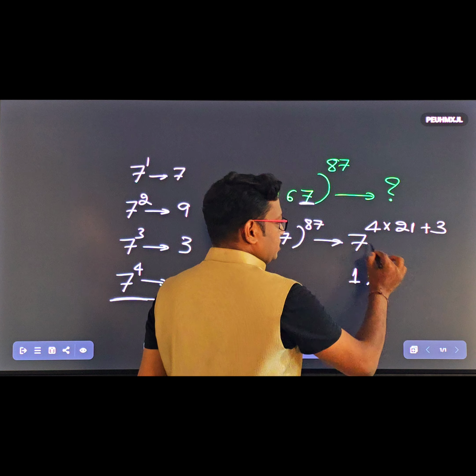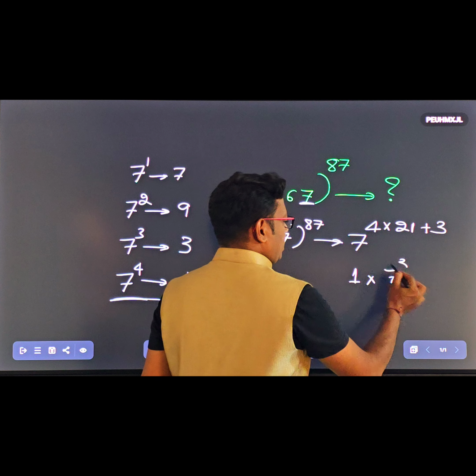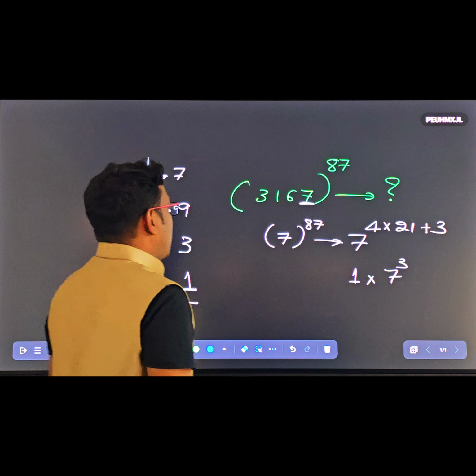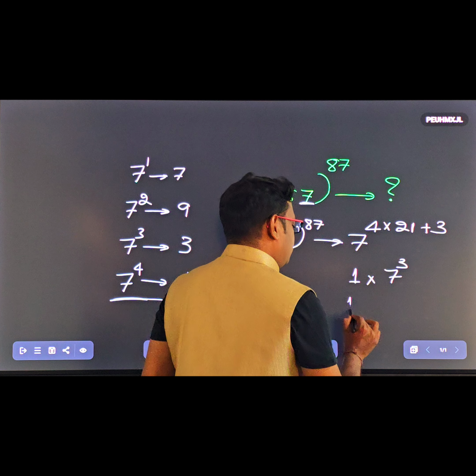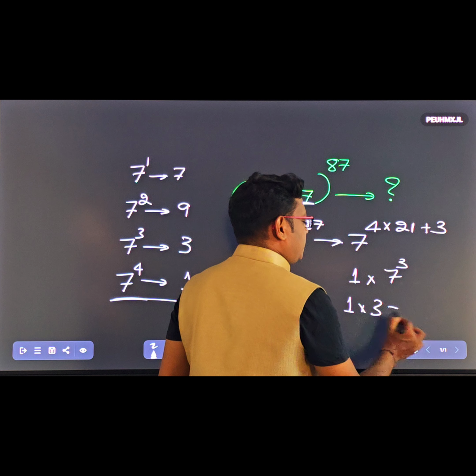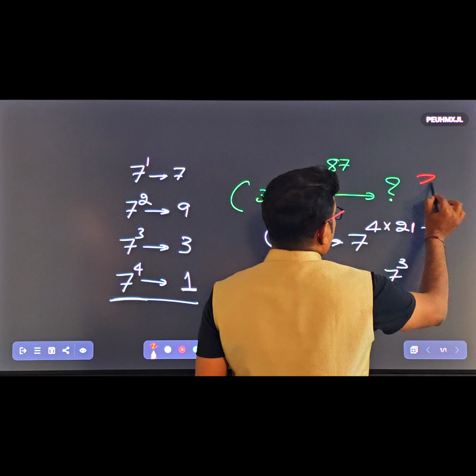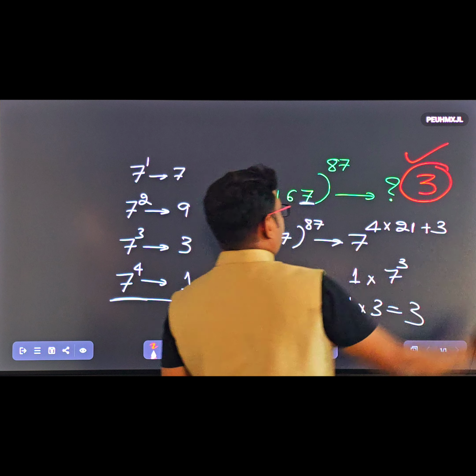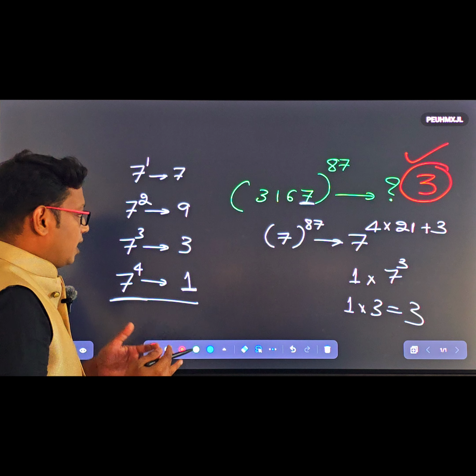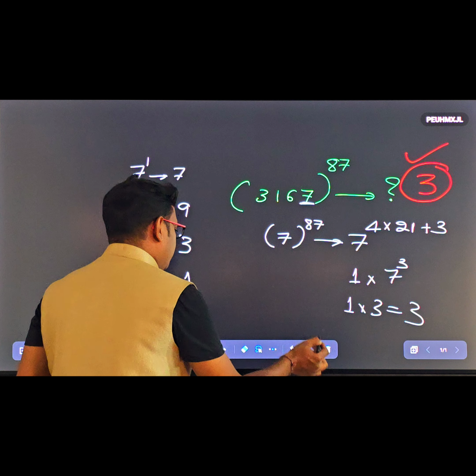1 into this is 7 cube. So 7 cube will be having 3 in the units place. Yes or no? Yes. So 3 into 1 is what? 3. The answer for this question is 3, my dear friends. Hope you have understood. Now we will go for 8.